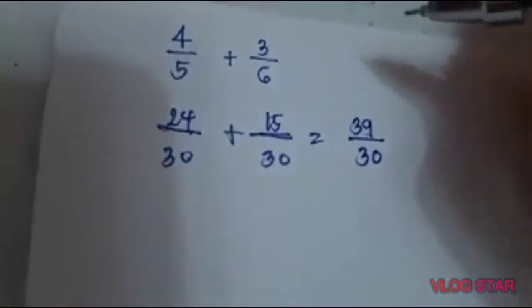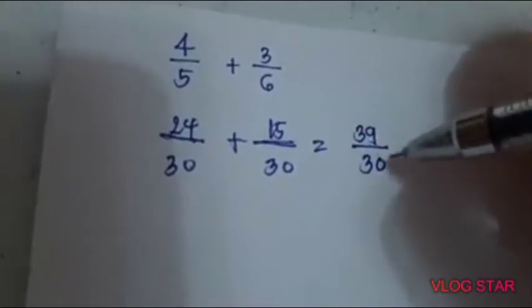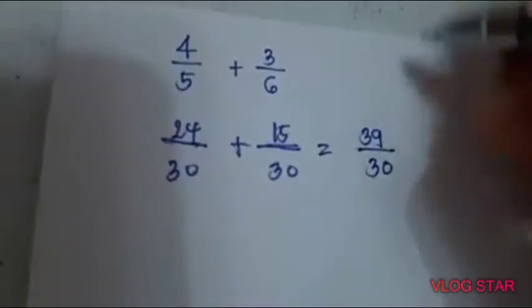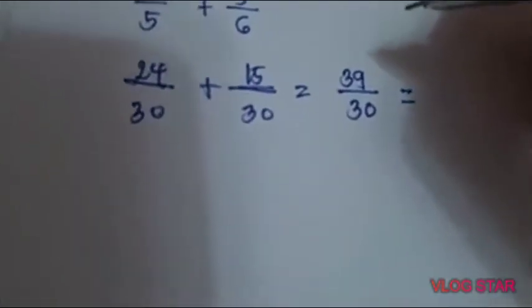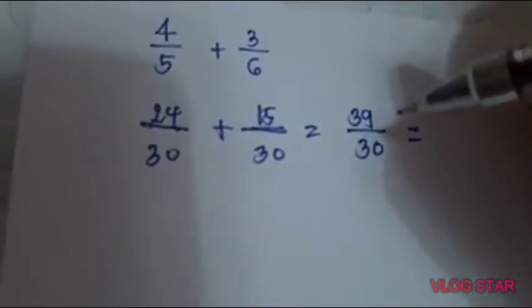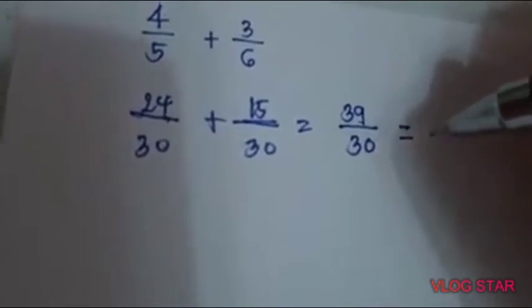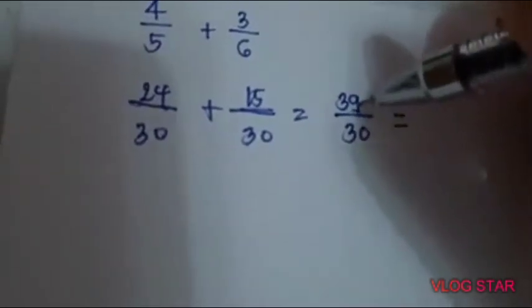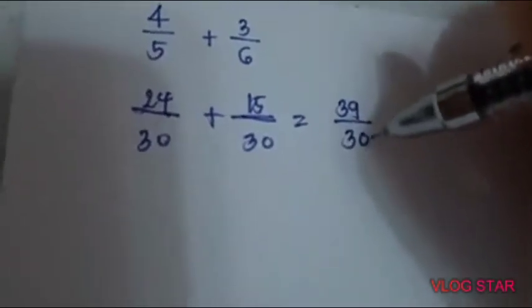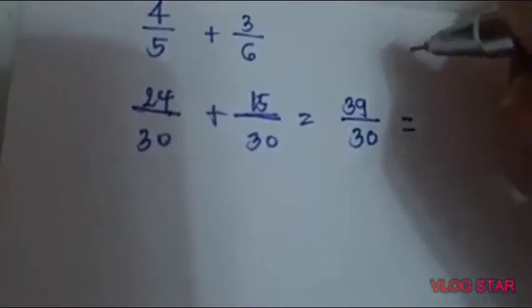Now, looking at your answer, you got a numerator which is greater than your denominator. Therefore, this is an improper fraction. When you are dealing with an improper fraction as your sum or difference, you have to convert this into a mixed number. How? Just do like this. How many 30s can I get from 39? So of course there is only one 30.